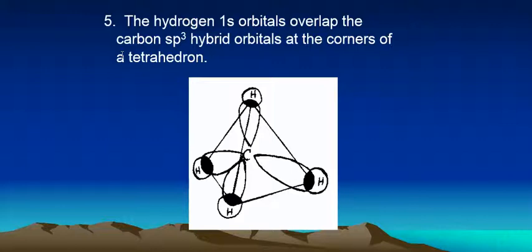Now, hybrid orbitals are formed by the central atom. So carbon forms hybrid orbitals, sp3. The hydrogen uses atomic orbitals, the 1s.